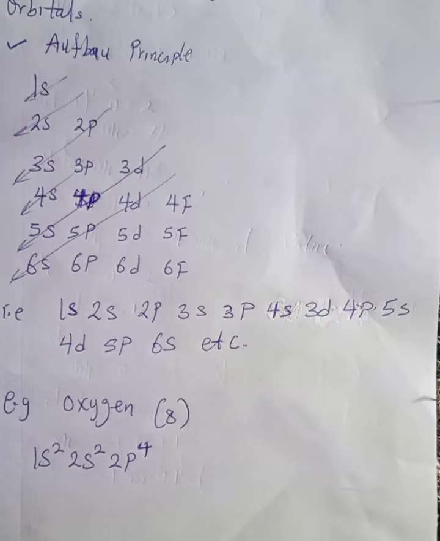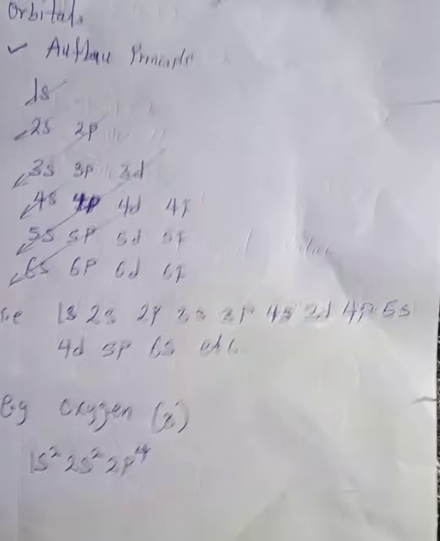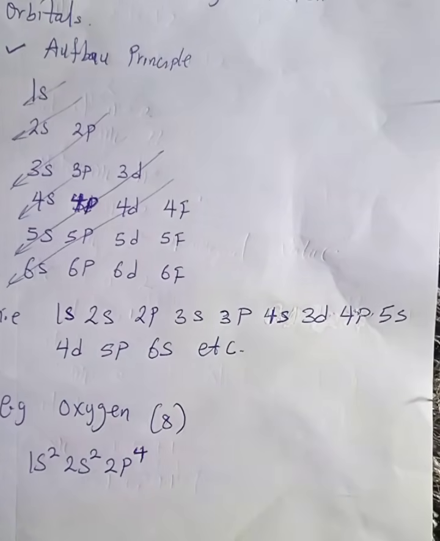Now let's look at the principles of distributing electrons in orbitals. The first principle I'm going to look at now is the Aufbau principle. This principle states that electrons are distributed in orbitals in order of increasing energy level. So if you want to distribute electrons in orbitals, you have to do it in order of increasing energy level.